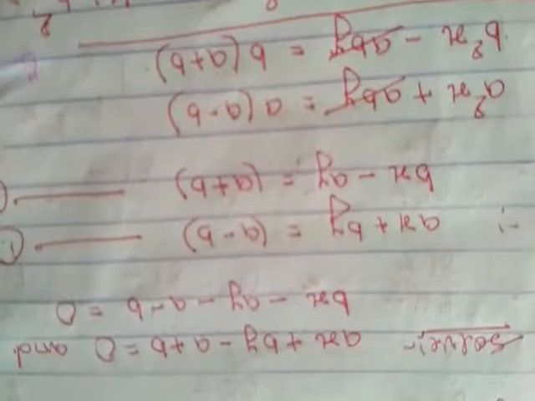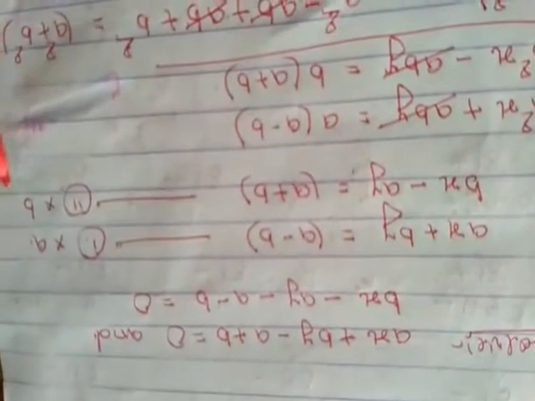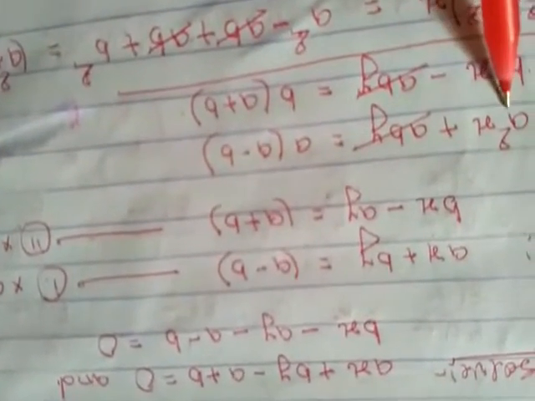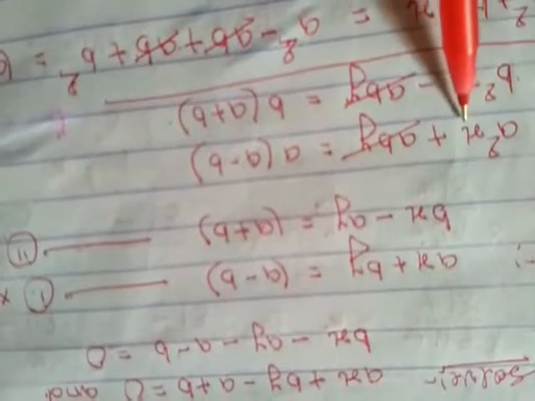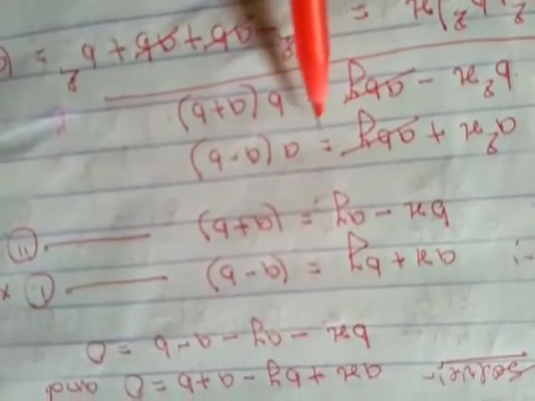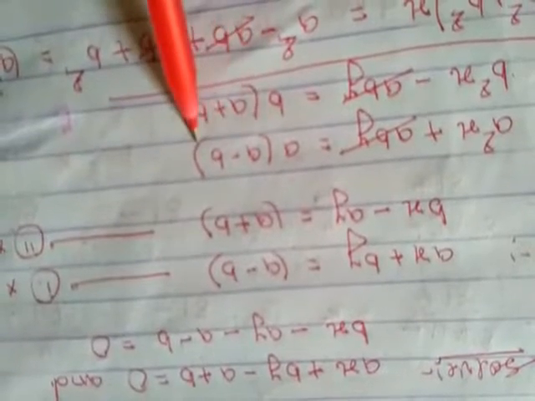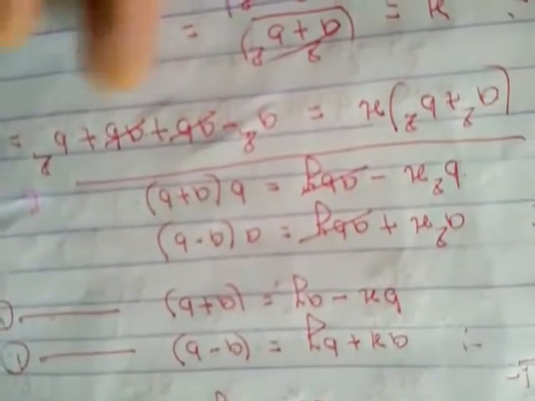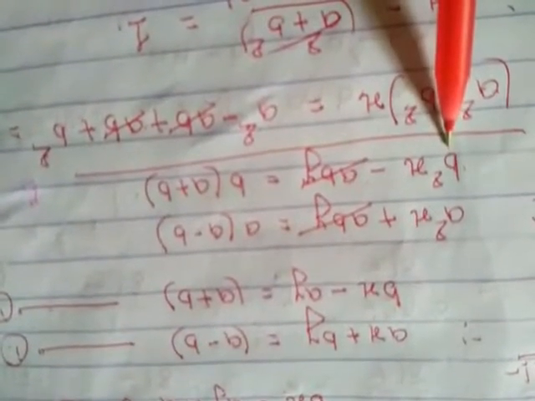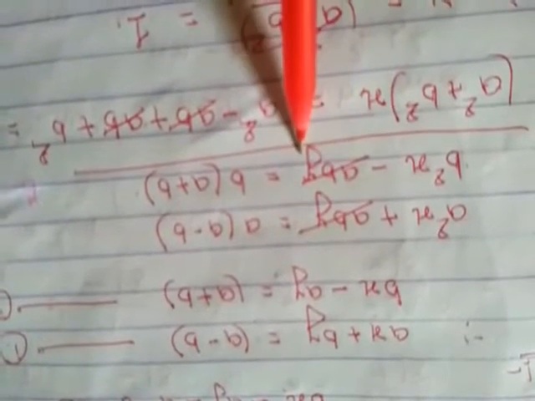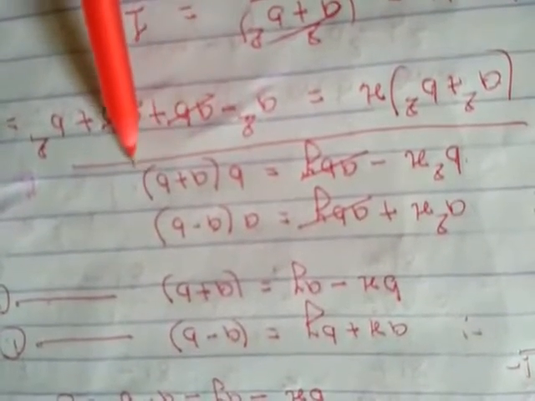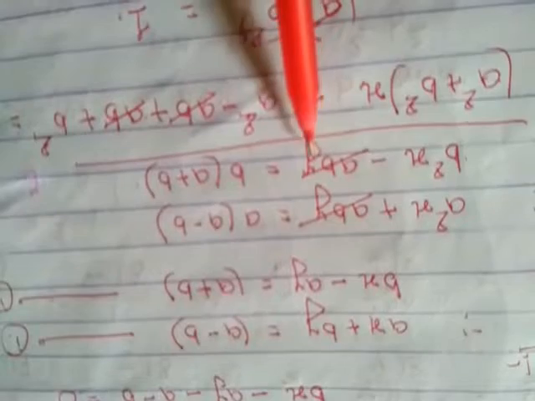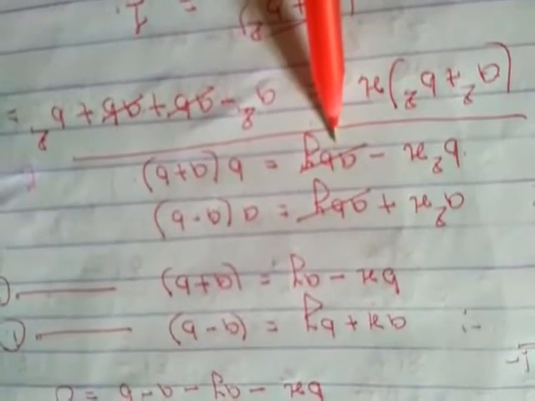On multiplying equation 1 with a, we have got a square x plus aby equals to a into a minus b, a bracket a minus b. And when we multiply equation number 2 by b, we have b square x minus aby equals to b into a plus b. Now the coefficients of y in both equations become the same, but their signs are opposite, equation 1 having plus sign and equation 2 having minus sign.